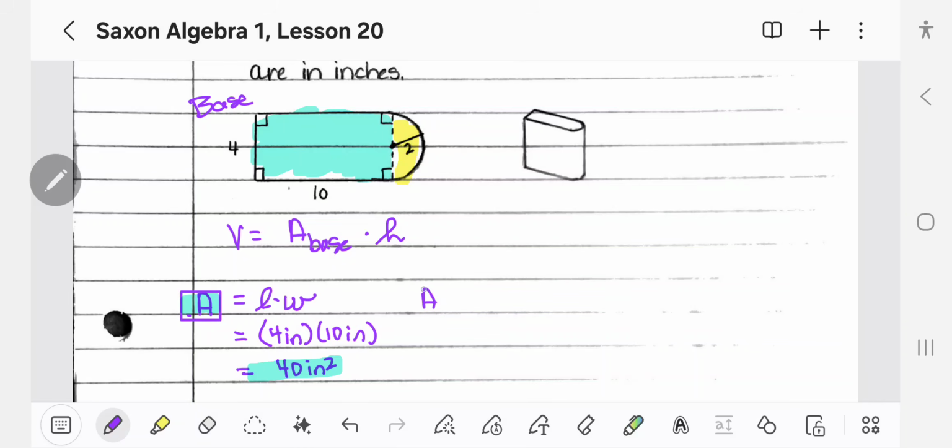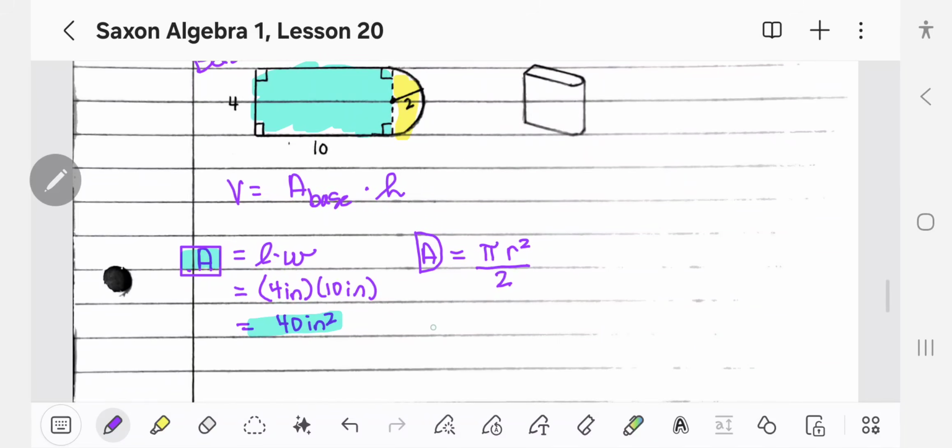So I've got the area of my semicircle, and it's going to be equal to pi r squared, but I've got to divide it by 2. Or I could write 1/2 times that. So that area is going to be equal to 3.14, and the radius is 2 inches, and that's squared because the radius has to be squared, and then we're going to divide it by 2.